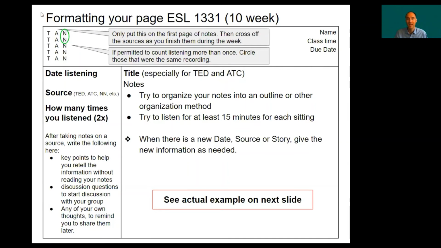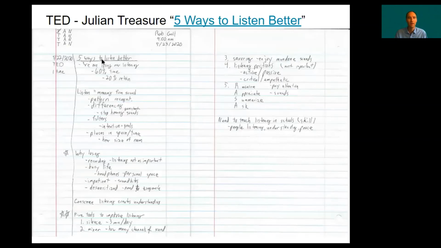Or if I listen to a TED Talk twice, I'd circle the 2 that I did together and cross them off. Now you can only count 2. If you listen 4 times, you're not allowed, too bad. It only counts as 2, okay? But if you did 2 together, you can count it the second time, okay? So cross that off.